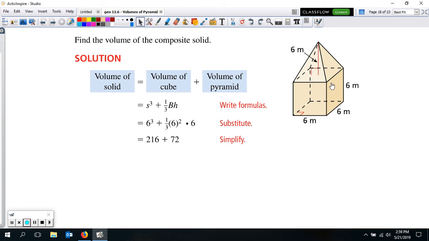The volume of the pyramid would be 1/3 the base area, which would be 6 times 6. That's going to end up being 36 times the height, and so that's again 216. But we have to take 1/3 of 216. 1/3 of 216 is 72, and you just add those together, and we get 288, and there would be the volume of the composite solid. So I'm going to have us try this one.